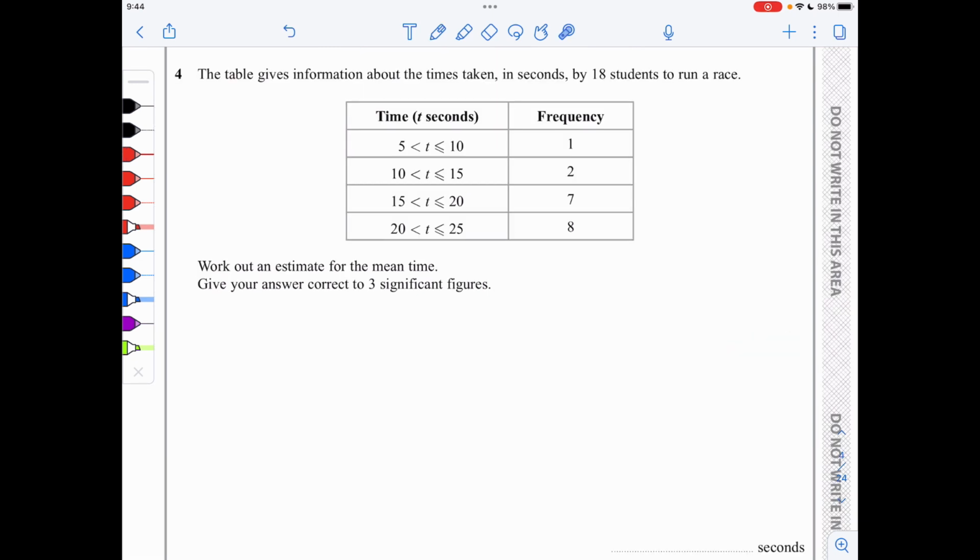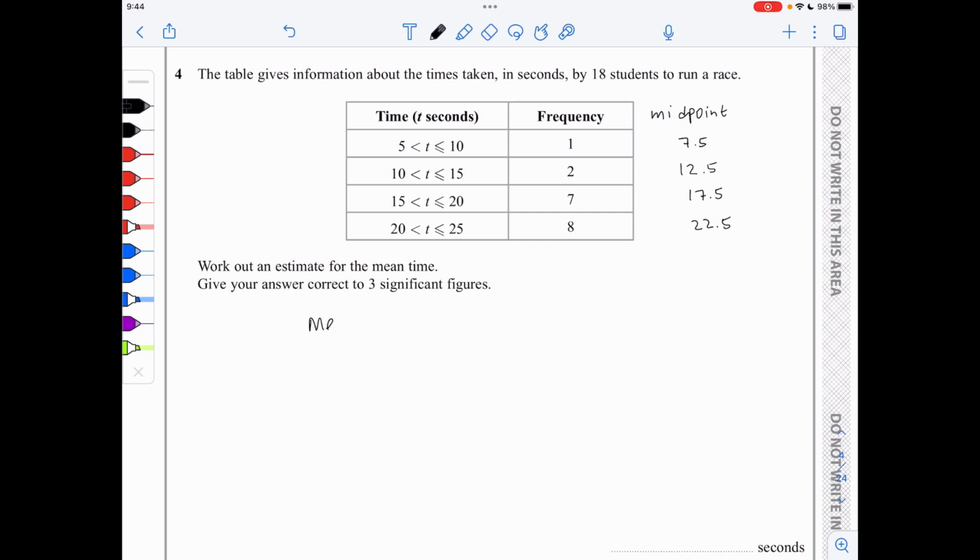In 4, we've got a grouped frequency table for the time taken to run a race, and we need to work out an estimate for the mean time. We start by adding an extra column of midpoints here. So the midpoint of the 5 to 10 class is 7.5. It's 5 plus 10 over 2. Then it's 12.5, 17.5, and 22.5.